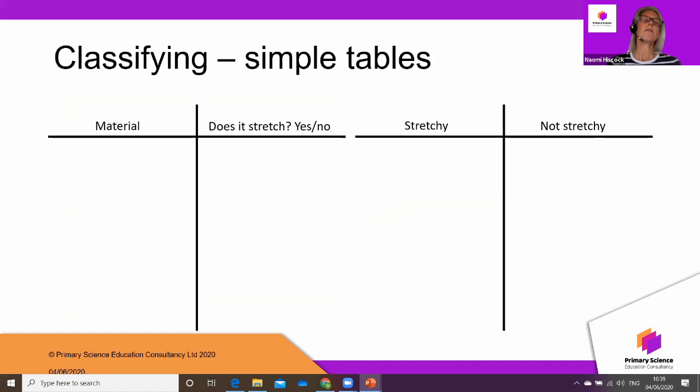So if I now want to think about how that might look in different types of inquiry. If we're doing some classifying, we're using classification to answer one of our questions, there are two ways that the children might have a table. It might be the first option there, where they're writing down which materials they have got in the first column and then answering the question directly, does it stretch, yes or no? Or it might be that we have those two criteria, it's stretchy or it's not stretchy, and they put the name of the material in the right column.